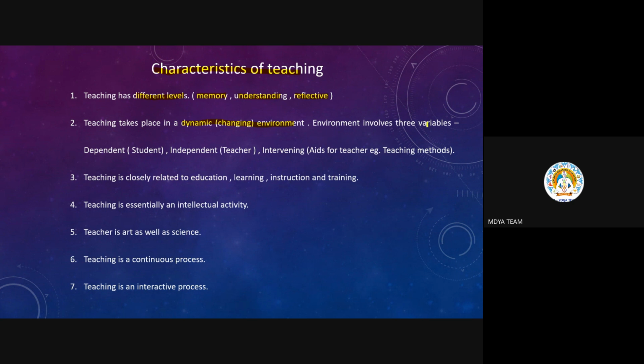In the environment, there are three variables. Dependent variable, that is the students. Why are they dependent? They are dependent on the teacher. Independent variable is the teacher. And the third variable is intervening, like the aids for teaching, for example, the methods the teacher is using. For example, in the classroom, if a teacher is using a projector for explaining the topic, the projector is the intervening material, the teaching aid. So the environment involves three variables: first is dependent, second is independent, and third is intervening.